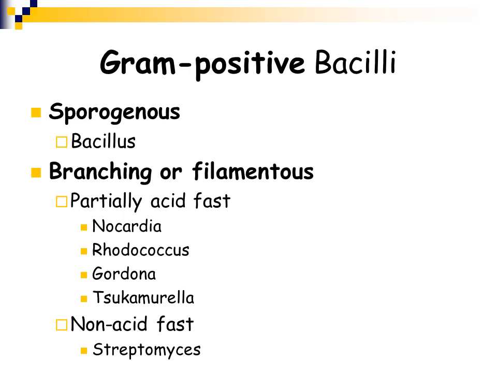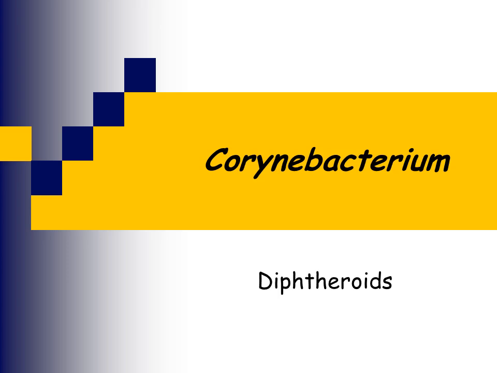Some of these organisms are partially acid-fast, and acid-fast is another type of stain that can be done in addition to gram staining, and we'll talk about that in this lecture. But the organisms that are considered partially acid-fast are the genera Nocardia, Rhodococcus, Gordona, and Tsukamurella. And we also have those that are non-acid fast, such as the Streptomyces genus. We're going to start off the gram-positive bacilli lecture with the genus Corynebacterium.